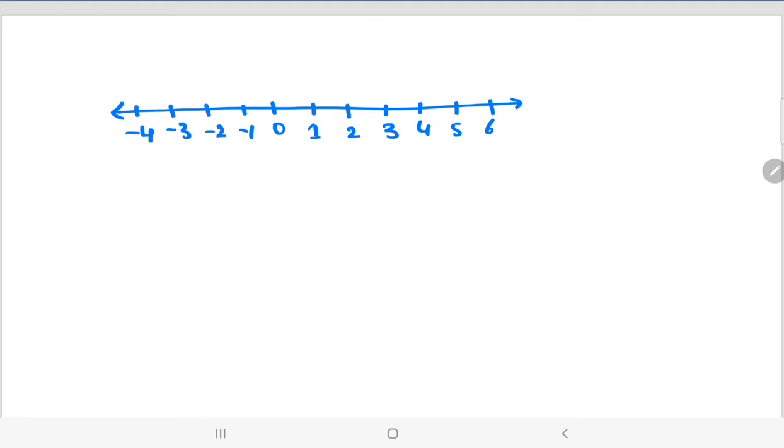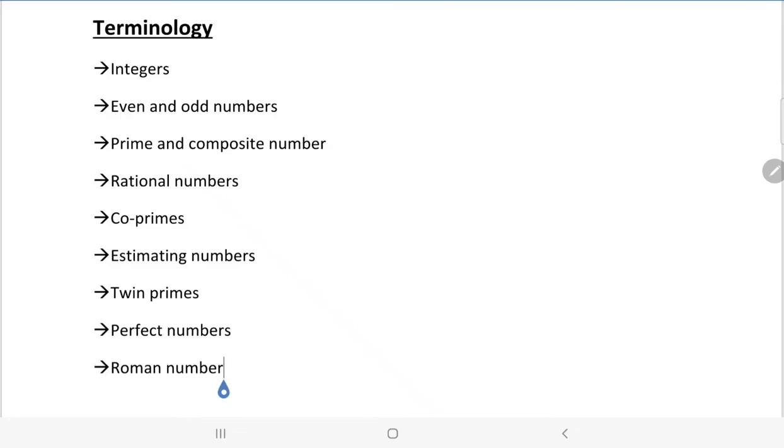If you see here, I have represented the ends of the line as arrow marks, and the reason why I have represented them like this is because integers will be infinitely going on the left hand side. They will also be infinitely going on the right hand side. So there is no end to integers on both sides. So let us move on to the next topic, that is even and odd numbers.